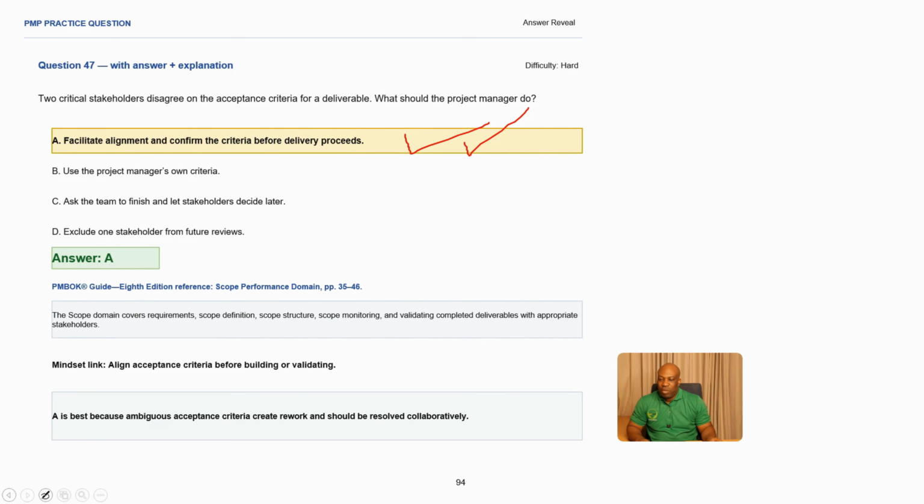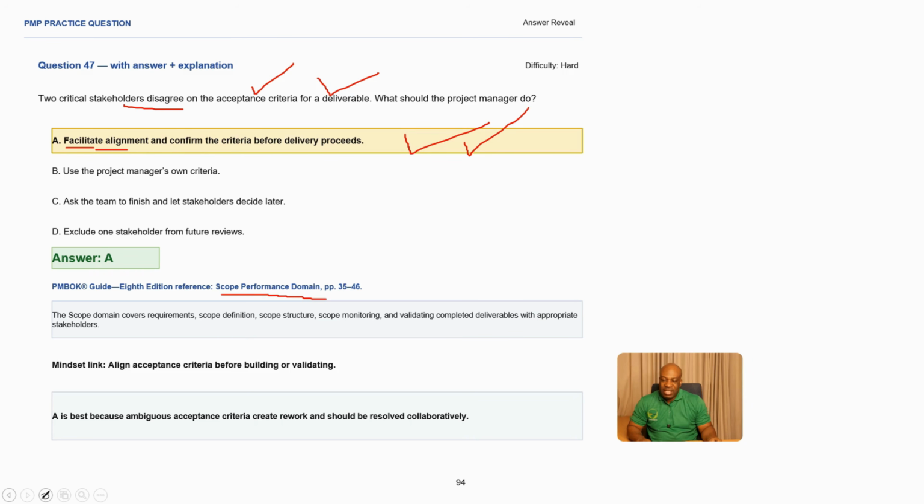Okay. You need to facilitate alignment and confirm the criteria before delivery. Facilitate alignment is very important. So the stakeholders who are disagreeing, you bring them together, make them align on the criteria to be used for that deliverable. You should be able to proceed. What is a reference in a PM book? It's a scope performance, which is page 35.